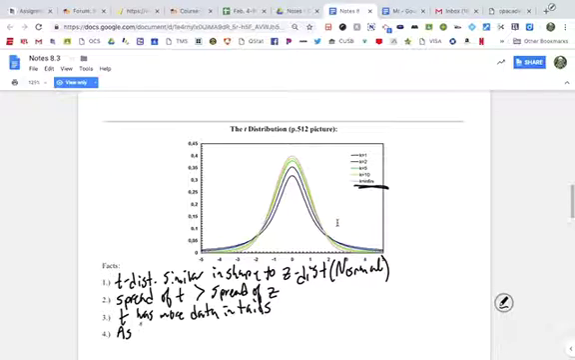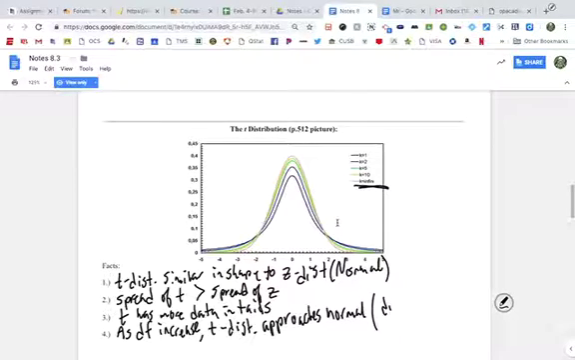Okay? As our degrees of freedom increase, so that means the sample size is going up, our t-distribution approaches normal. Okay? And that's due to our sample getting larger. So just like before, if our sample is greater than 30, then you're in good shape. All right.